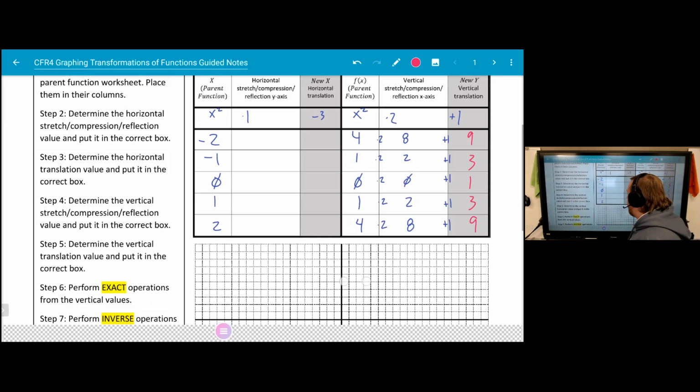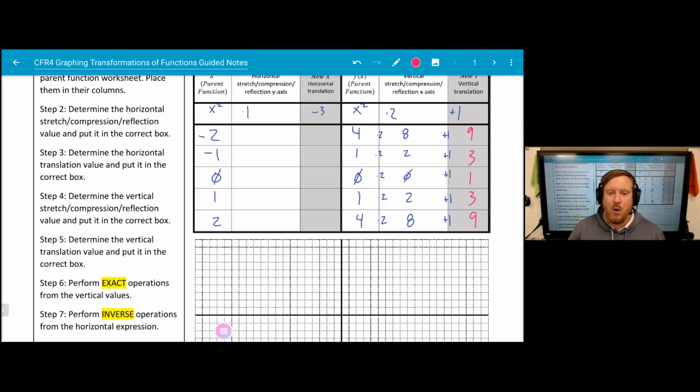Step 7 is where things get a little interesting, because it says perform the inverse operations from the horizontal expression. So here we're looking now at this box first. We said it was 1 times all this, but we need to do the inverse operation. The inverse operation of multiplication is division. So we're going to divide these by 1, divided by 1, divided by 1, divided by 1, divided by 1.